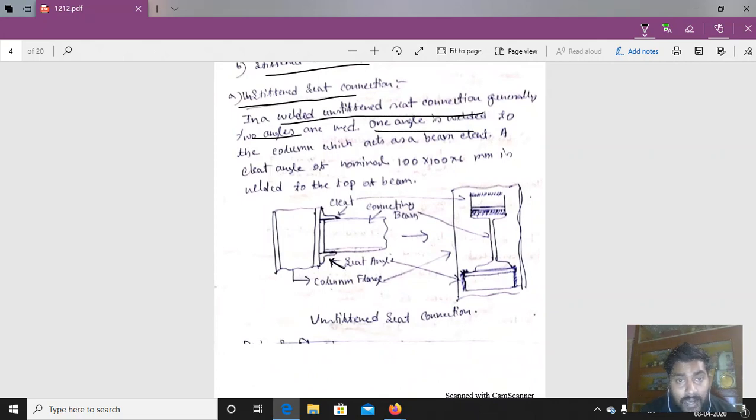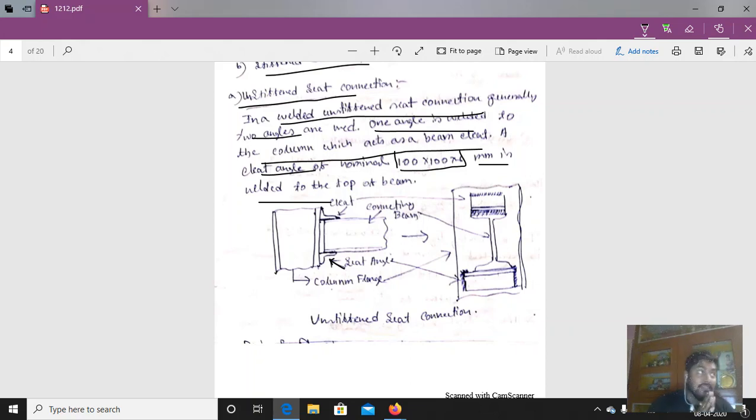One angle is welded to the column which acts as a beam seat, that is the seat angle, and a cleat angle of nominal size. So this is the nominal cleat angle we need to provide here. Here the cleat angle dimension is nominal. So a nominal cleat angle is provided here. We have to design the seat angle here, and the cleat angle is a nominal one, 100 into 100 into 6. Now we have to design the seat angle and the weld here.